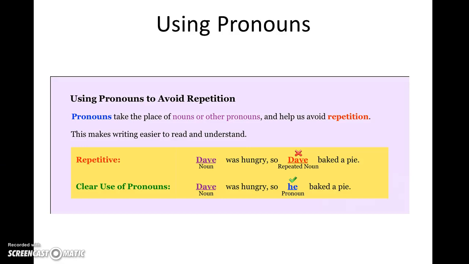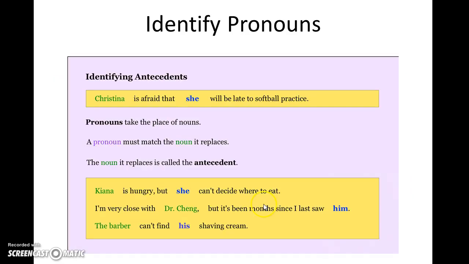Using pronouns. We need to use pronouns to avoid repetition. So pronouns take the place of nouns or other pronouns and help us to avoid that repetition. You wouldn't want to say something like, Mr. Neely likes English class because Mr. Neely is an English teacher. Mr. Neely is an English teacher because Mr. Neely is a nerd. No, you could say Mr. Neely likes English class because he is an English teacher and he is a nerd, right? Same thing here. Dave was so hungry, Dave baked a pie. That's repetitive. We'd say Dave was so hungry, he baked a pie.